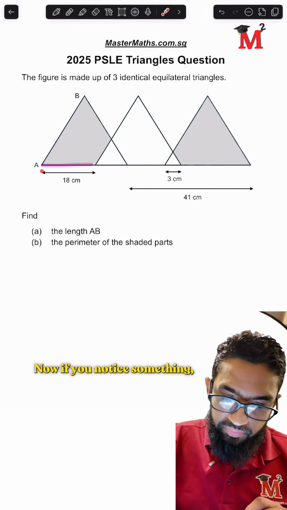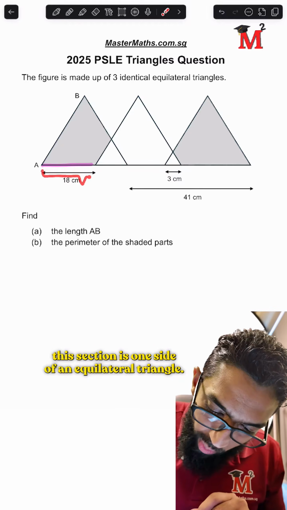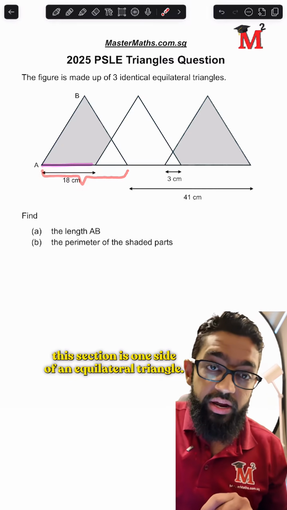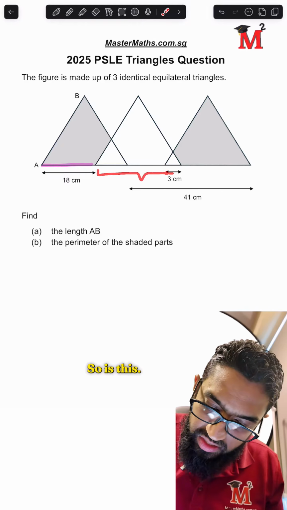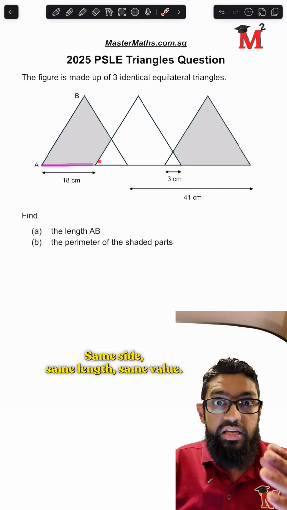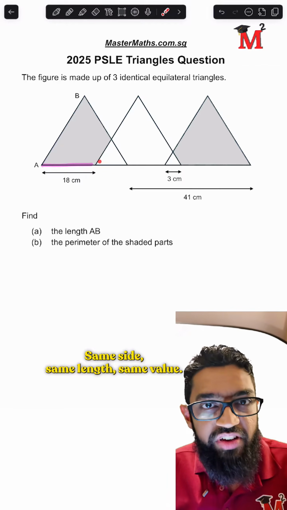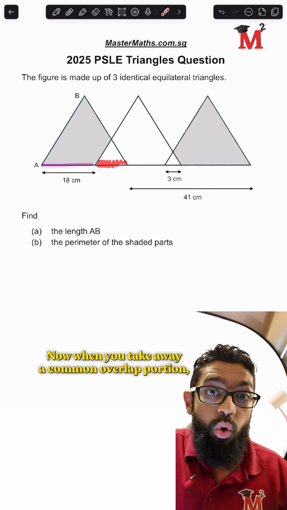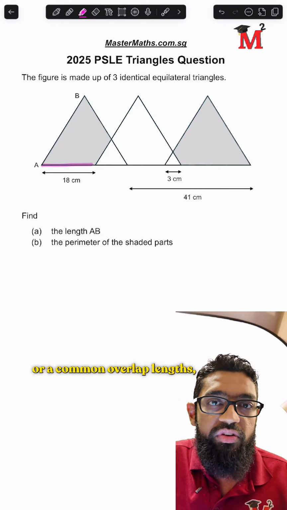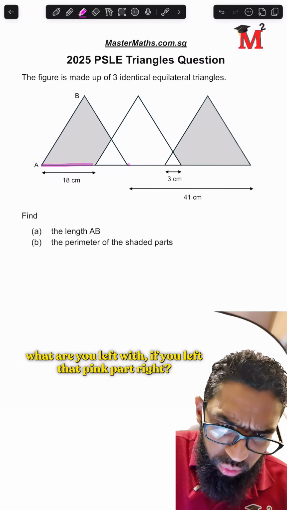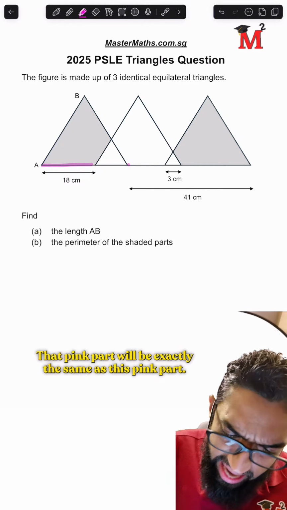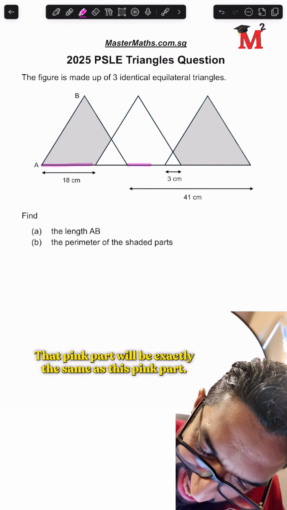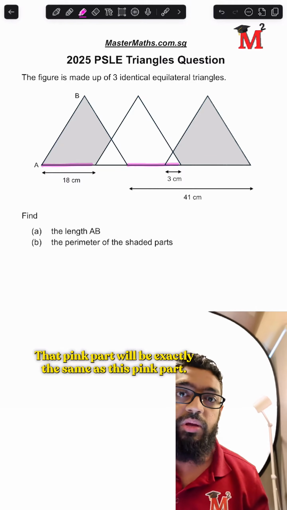Now, if you notice something, this section is one side of an equilateral triangle. So is this. Same side, same length, same value. Now, when you take away a common overlap length, what are you left with? You're left with that pink part, right? That pink part will be exactly the same as this pink part.